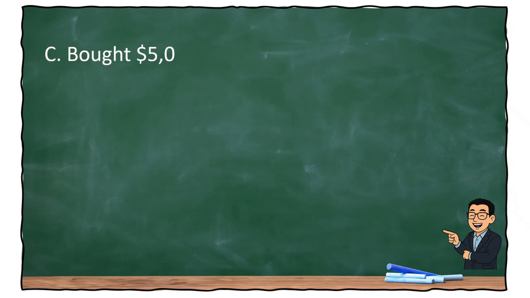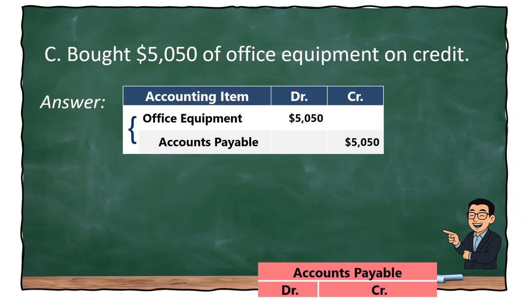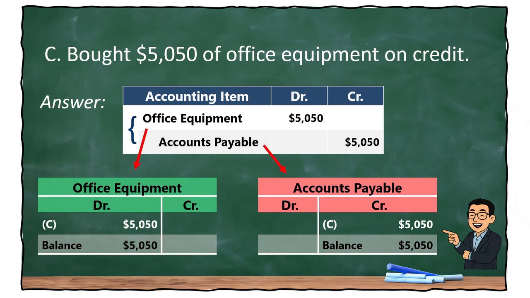Now let's look at transaction C. The company bought $5,050 worth of office equipment on credit. In the journal entry, we debit office equipment for $5,050 to show the increase in our asset, and we credit accounts payable for $5,050 to reflect the new liability we owe to the supplier.